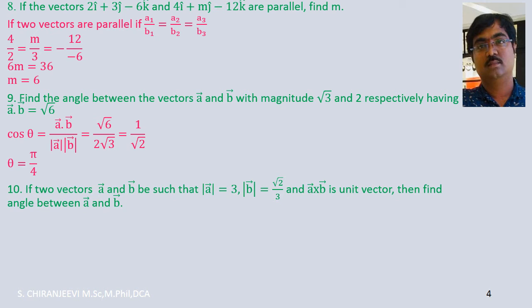If two vectors, vector A and vector B, are such that magnitude A equal to 3, magnitude B equal to root 2 by 3, and A cross B is a unit vector, then find the angle between A and B. So sin theta equals magnitude of A cross B divided by magnitude A into magnitude B, equal to 1 divided by 3 into root 2 by 3. 3 will cancel, 1 by root 2. Sin theta is 1 by root 2, so theta will become pi by 4.